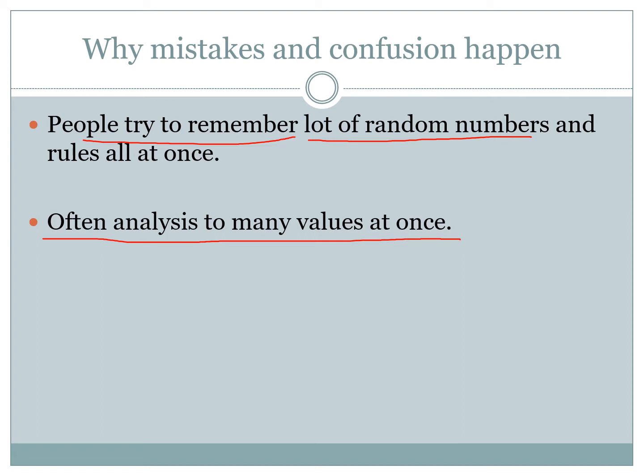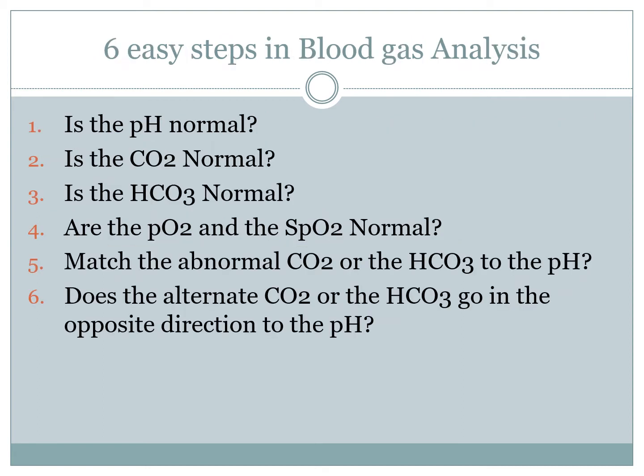So looking at the 6 steps themselves, nice and easy right from the top, we have to consider: is the pH normal? Then we consider: is the CO2 normal? Is the bicarbonate normal? And then we need to know if the PO2 and/or the SpO2 is normal as well. So that's all about getting our numbers, looking at them individually and seeing if they're normal.